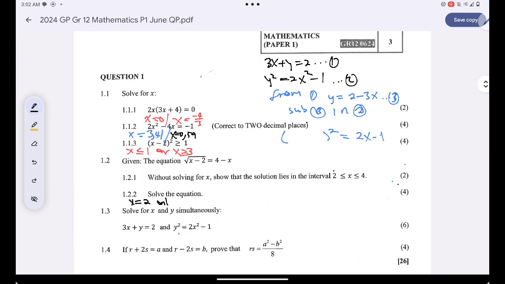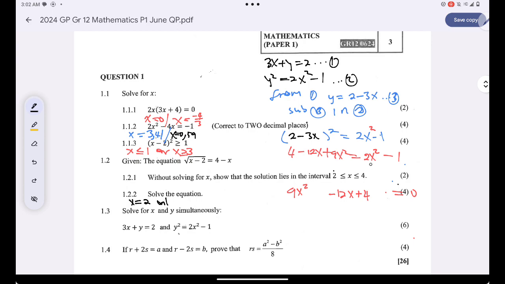So this is what I'll just do. I'll just write 2 minus 3x, squared. And then I'll have 4 minus 12x plus 9x squared is equal to 2x squared minus 1. I forgot to write the squared there. Then I must put everything in standard form. I'll have 9x squared, negative 12x, plus 4 is equal to 0.